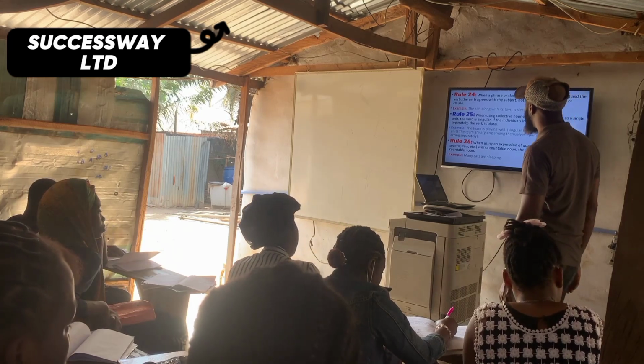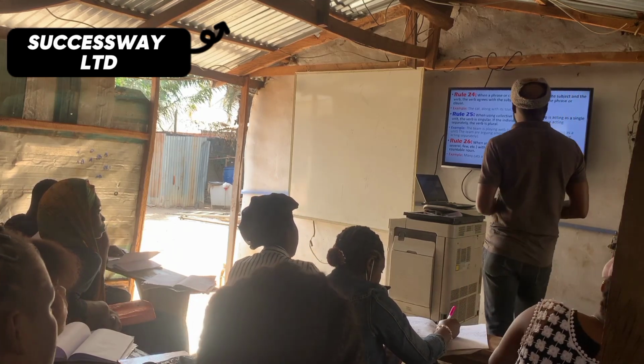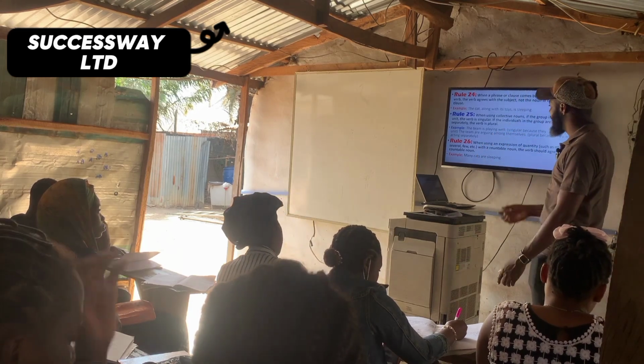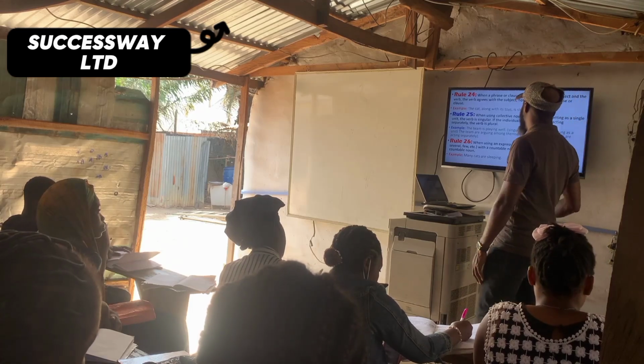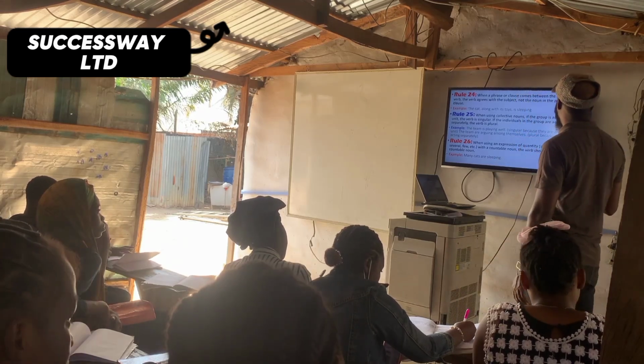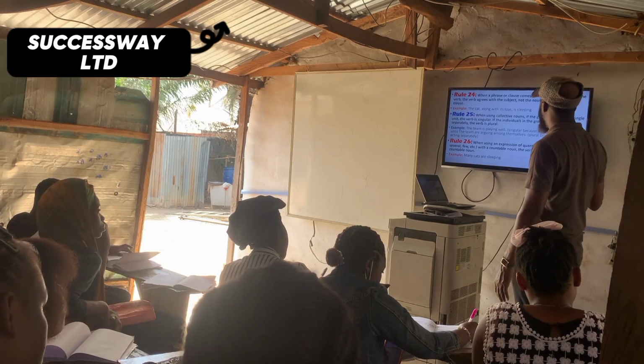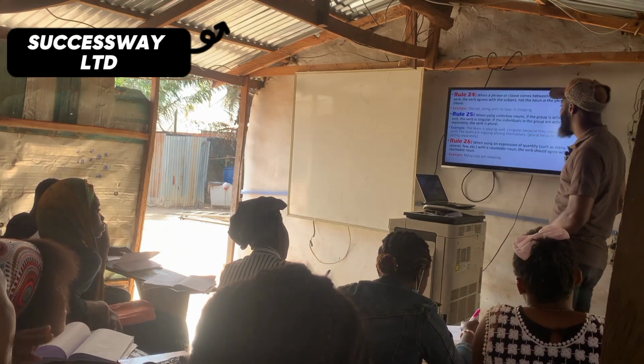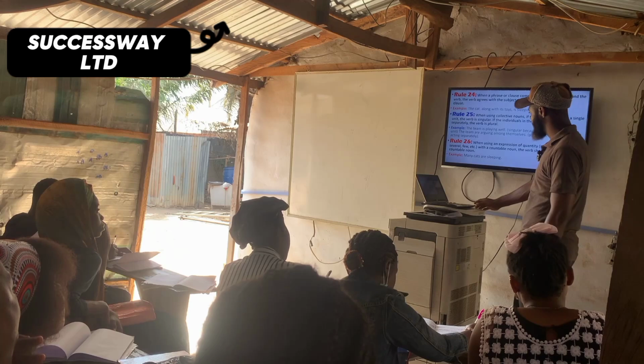Now, rule 26. When using an expression of quantity, such as many, several, few, etc., with a countable noun, the verb should agree with the countable noun. Example, many cats are sleeping.